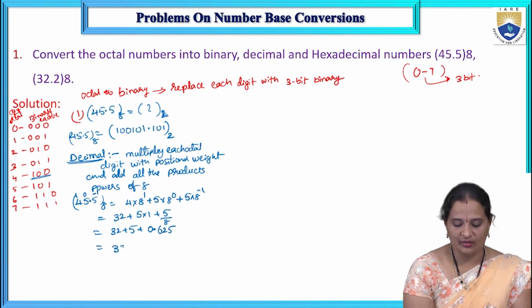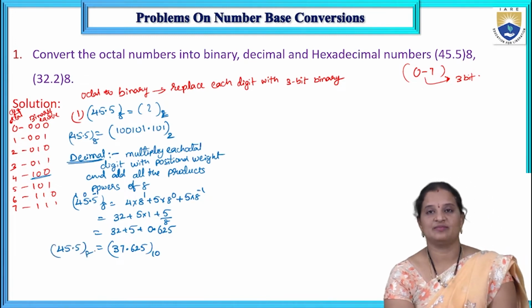Now finally the value is 37.625. This is the decimal equivalent of the given octal number, that is 45.5 base 8.